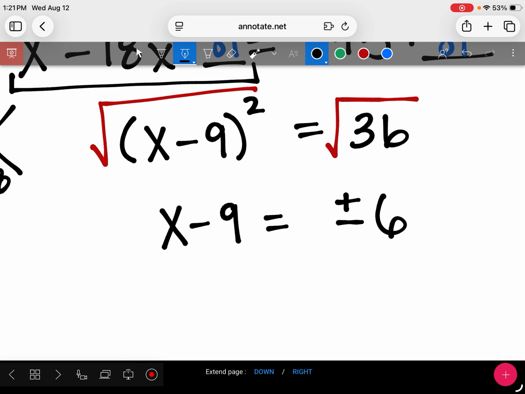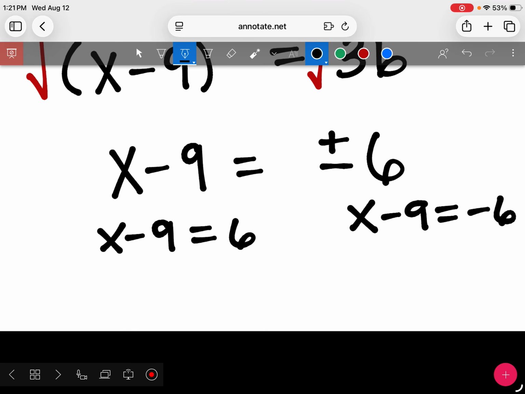Now we got a perfect square, so we can actually separate this. X minus 9 equals 6. X minus 9 equals -6.